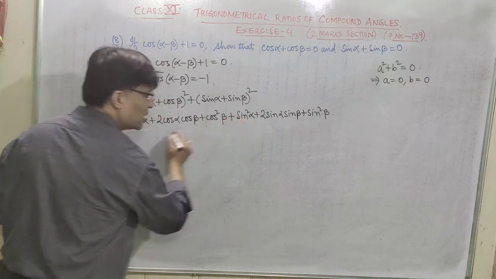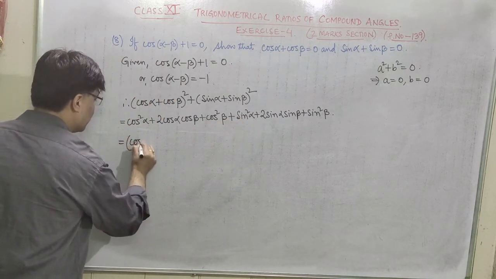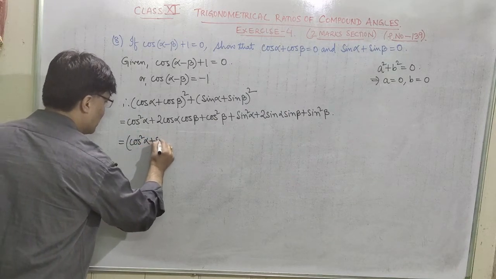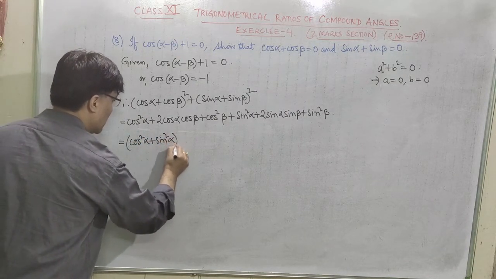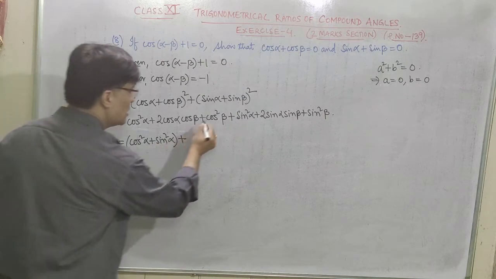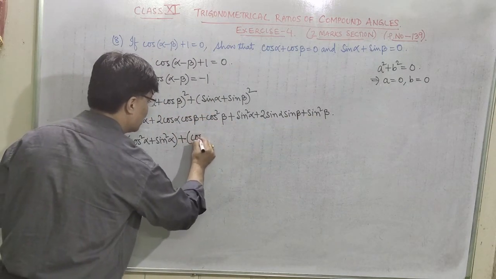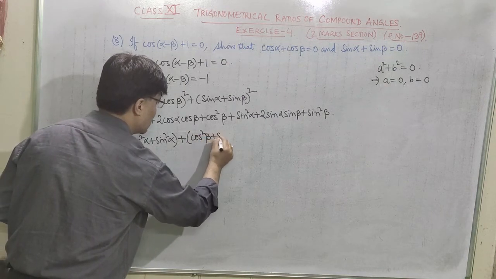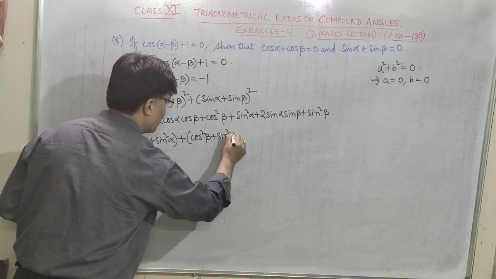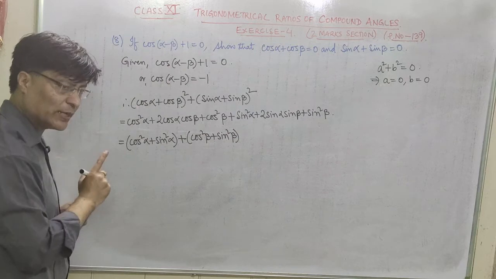Cos square alpha plus sin square alpha, let us write it together. Similarly, let us write them together: cos square beta plus sin square beta. Let us write it together.